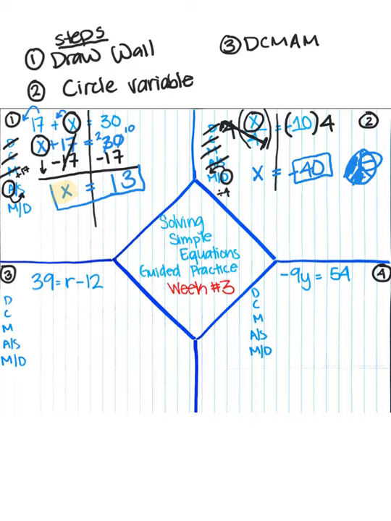Example number 3. My first step is to draw my wall. Oh, well, I want to change my color, so let's do that again. Draw my wall. Second step is to circle my variable. My variable is r. There it is.